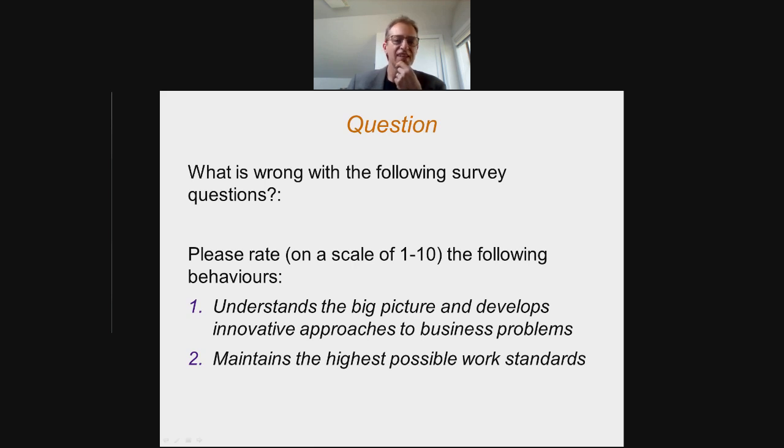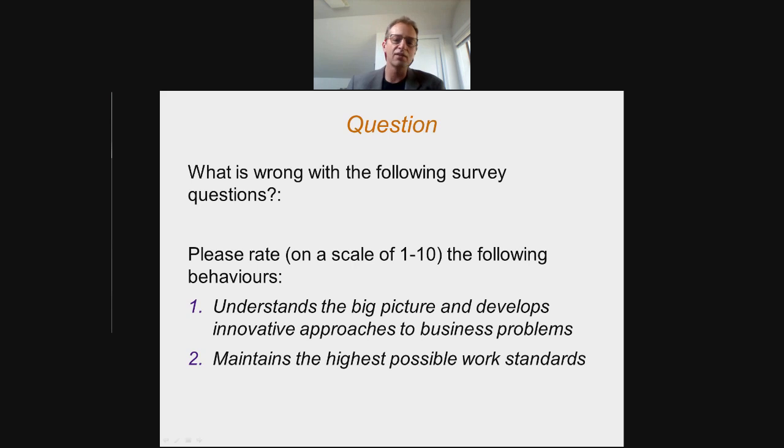So if you look at those questions, the problem with the first one is that it's what we call double-barreled. Understanding the big picture and developing innovative approaches to business problems, you're asking 2 different things in the same question. So if you get a high score, you don't know that you've scored high on both, or a low score, you don't know if you've scored low on both, or an intermediate score, you still don't know. It's going to confuse the reviewer, and by extension, it's going to confuse the person being reviewed when they get their report.